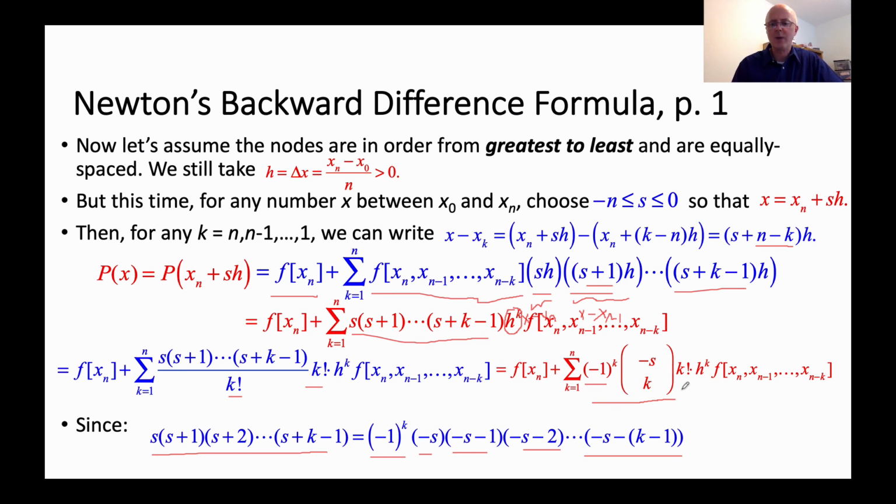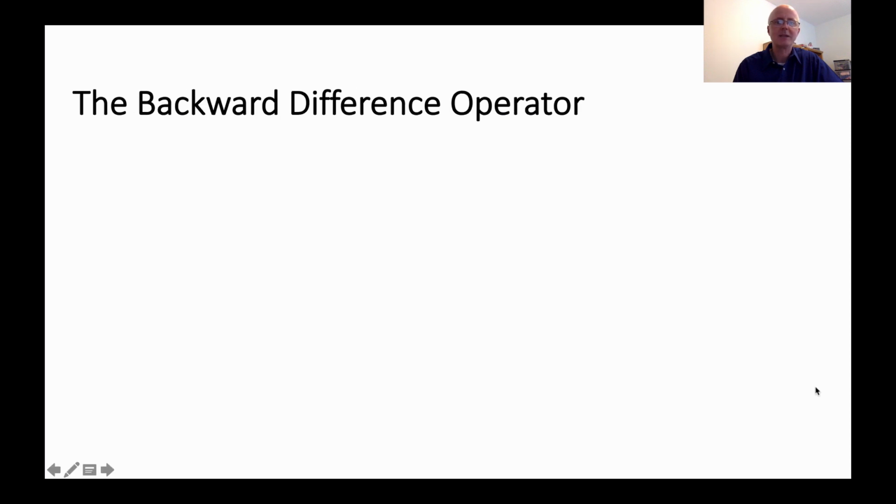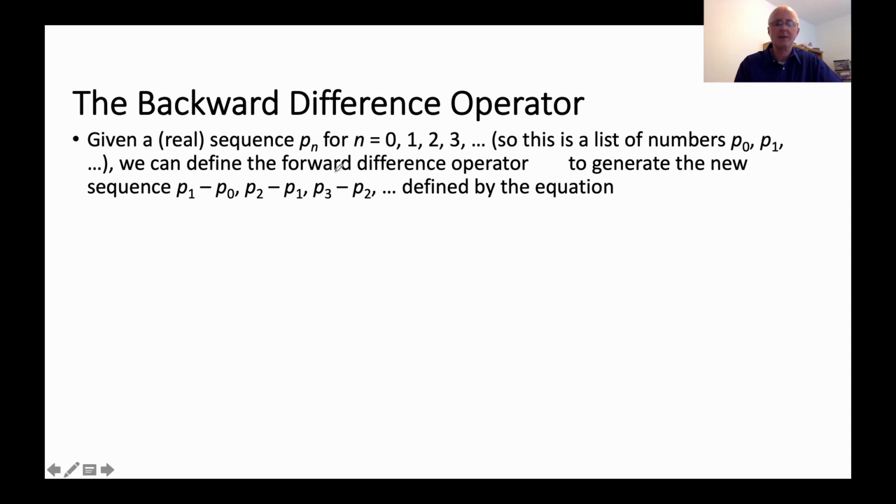Once again, we're wondering if we can write this thing in terms of a difference operator. And you can, but it's called the backwards difference operator instead of the forwards. It's not a ton different. It's just, in a sense, a labeling difference between the forward and backwards difference operators. Once again, we start with the sequence Pn for n equals 0, 1, 2, 3, etc. So this is a list of numbers, P0, P1, P2, P3, etc. And you still get the same sequence out, but you're going to label it differently. The difference operator itself, oops, this should be backwards. This is a typo here.